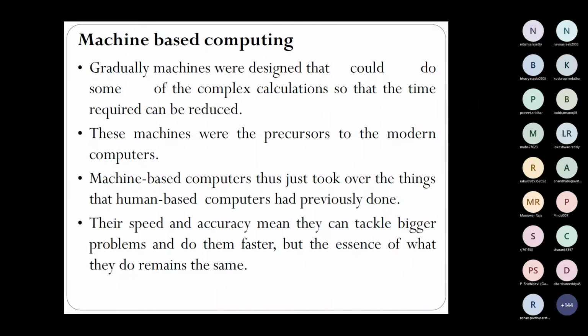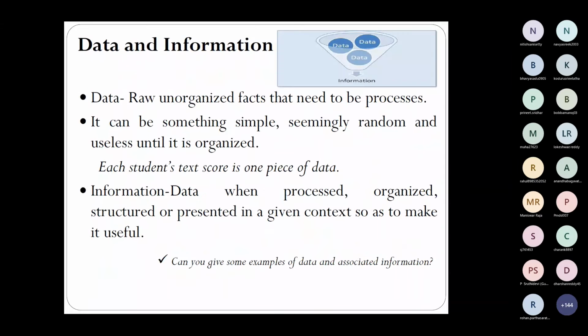So these machines were the precursors to the modern computers. Their speed and accuracy is what gives them more importance, but the essence of what they do is almost the same as what we have done. Now we discussed data and information.